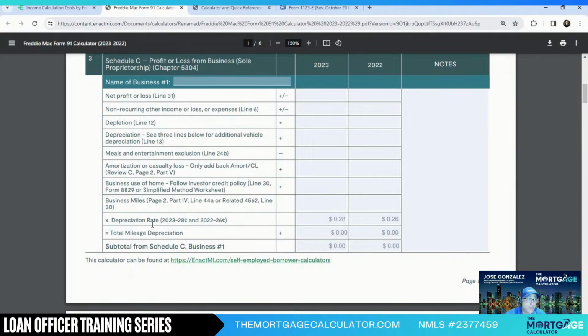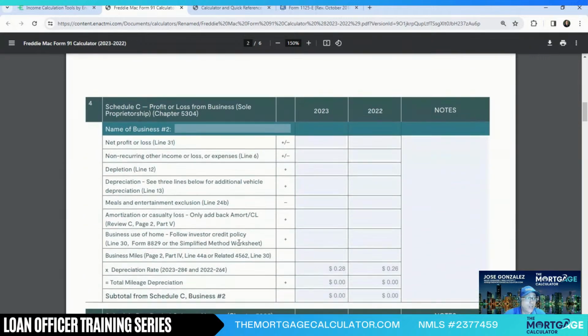Business miles times the depreciation rate. This is the mileage depreciation that you add back. So that's another add back to get your true qualifying income. So this is Schedule C for business 1. If there's another schedule, that's business 2.